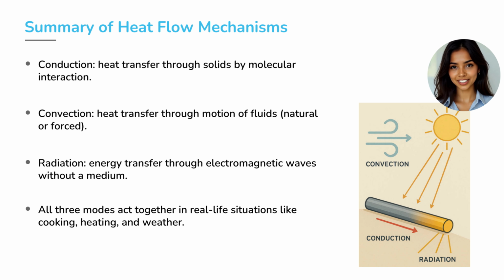Take cooking, for example, the flame radiates heat, the pan conducts it, and the soup stirs with convection currents. Or think of the sun, radiation travels through space, warms the ground, and air circulates through convection. No matter how it happens, one golden rule always applies: heat flows from high temperature to low temperature until equilibrium is reached. So next time you sip your hot coffee or feel the warmth of sunlight on your face, remember, conduction, convection, and radiation are all hard at work.